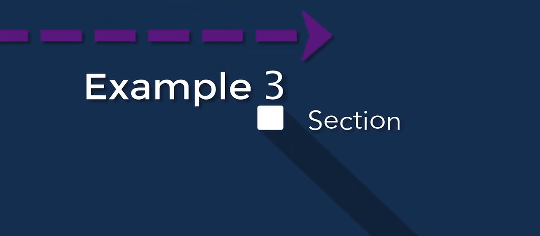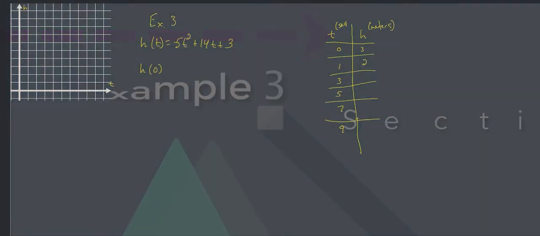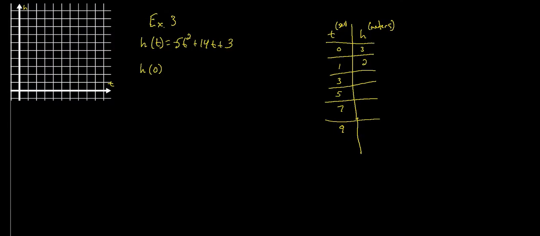With example 3, we are given the height of a ball thrown from a hand 3 feet above the ground is given by the function h equals negative 5t squared plus 14t plus 3, where t is in seconds and h is the height of the ball in meters. We're asked to graph the function and be sure to label the axes t and h, which I have already done. And we're asked what is the height of the ball after 2 seconds.